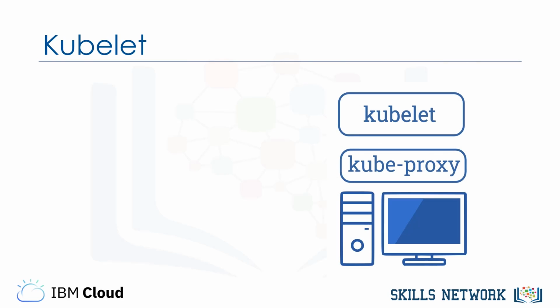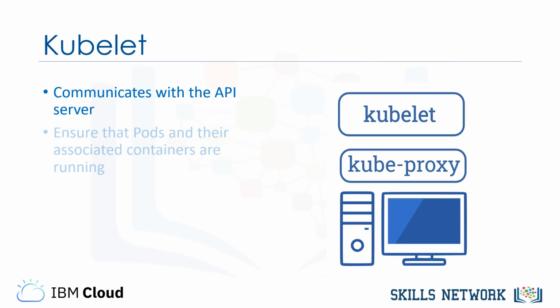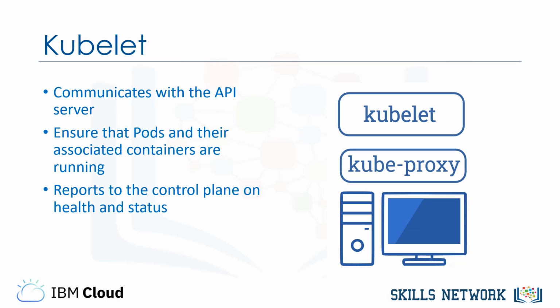First is the kubelet, the most important component. This controller communicates with the Kubernetes API server to receive new and modified pod specifications and ensure that those pods and their associated containers are running as desired. The kubelet also reports to the control plane on health and status.